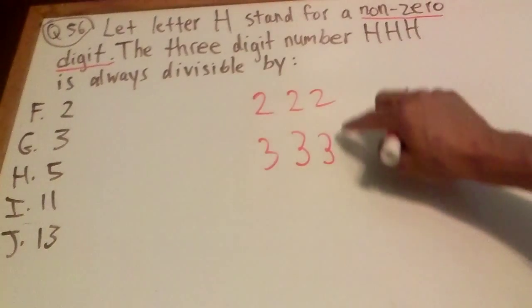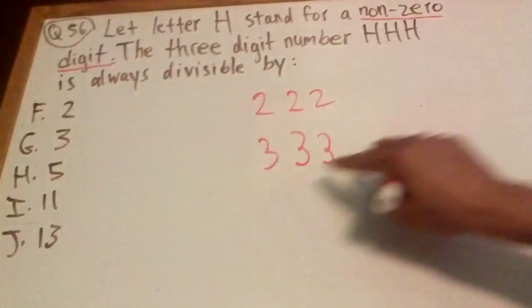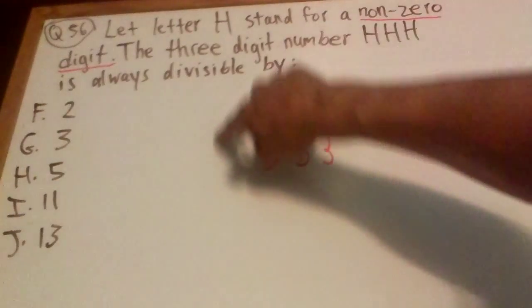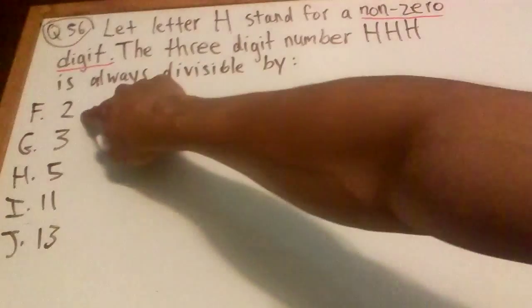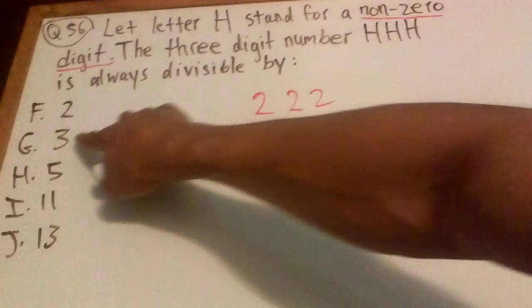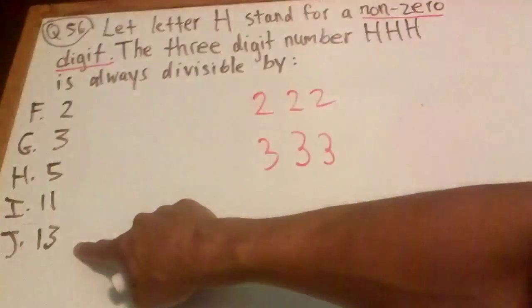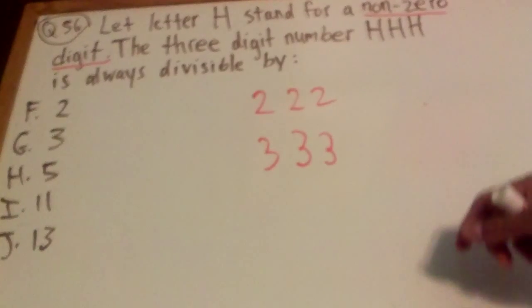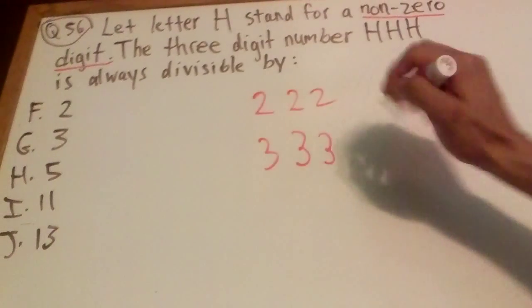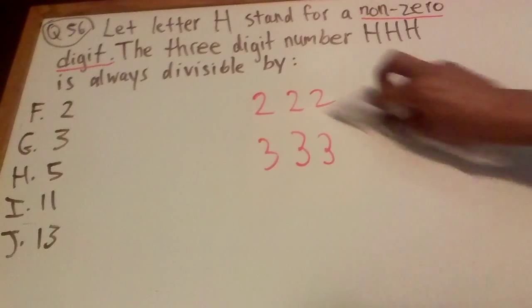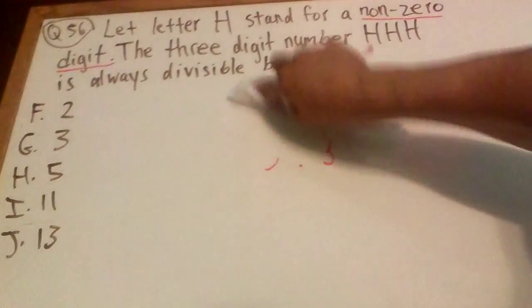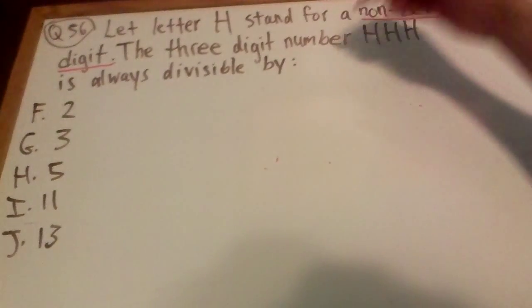Now, which one of these numbers can go into both of these without a remainder? Can 2 squeeze into both of these without a remainder? Can 3 squeeze into both of these without a remainder? Can 5? Can 11? Can 13? That's our task, alright? So let's get going. First, we'll start with this one, 2, 2, 2, right? I'll put these numbers right here.